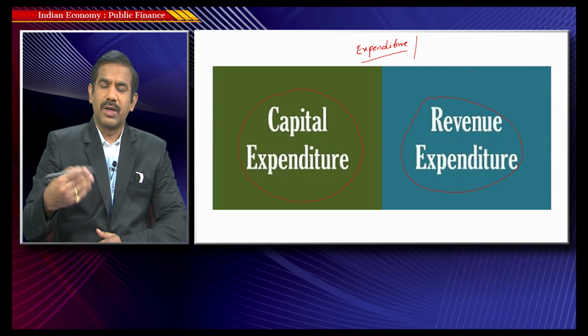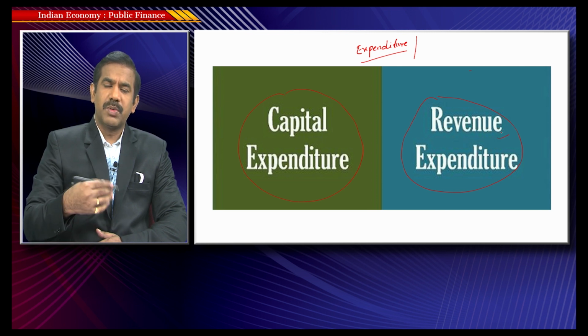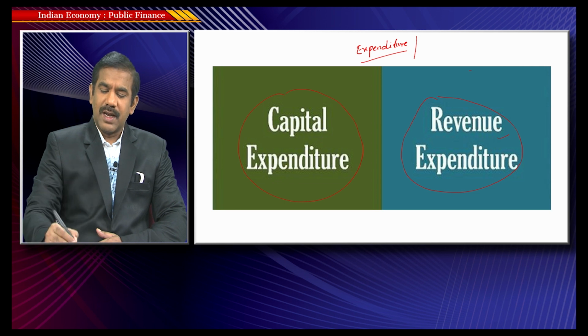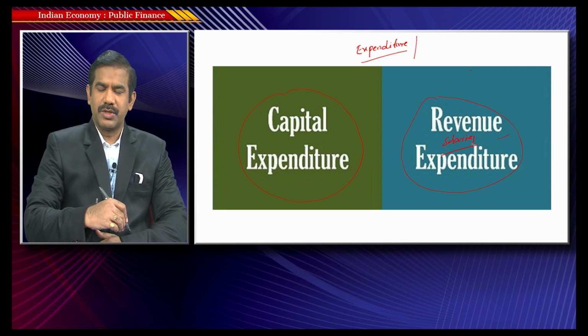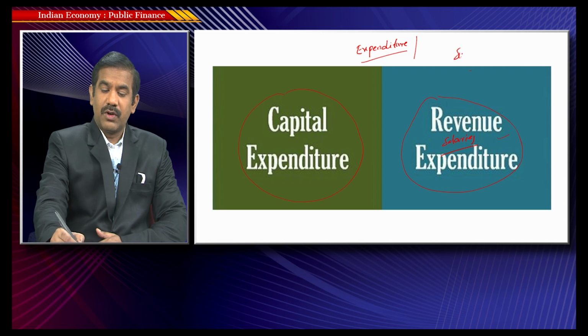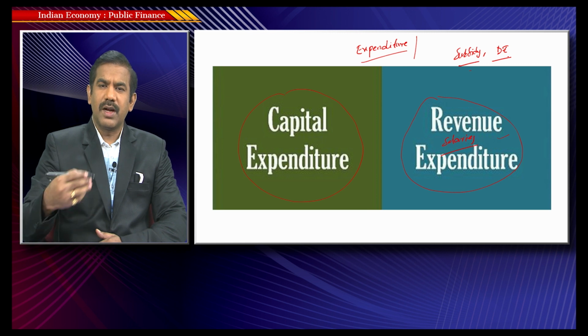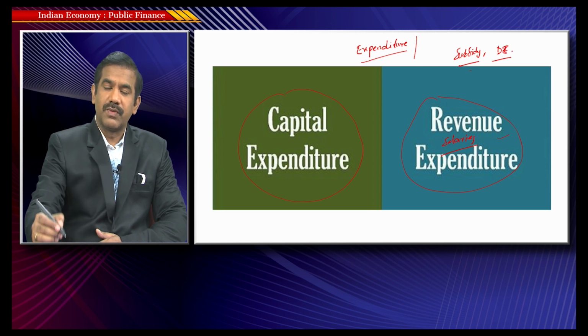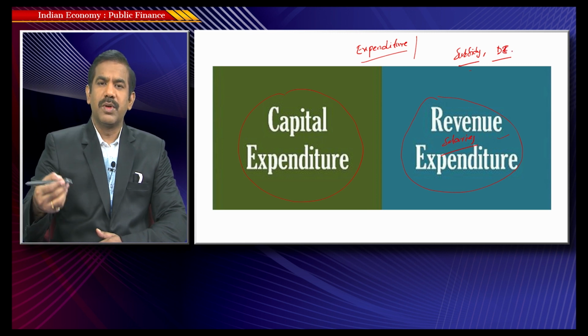Anything that repeats or recurs is what is called revenue expenditure. Anything that doesn't recur is capital. Let's say salaries. Salaries is a perfect example of revenue expenditure. The subsidy bill of the government of India is a perfect example of revenue expenditure. The defense expenditure is a revenue expenditure. Anything that happens to repeat with a certain time period could be the best example.